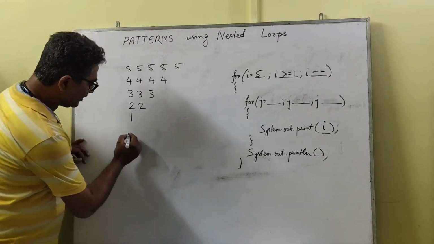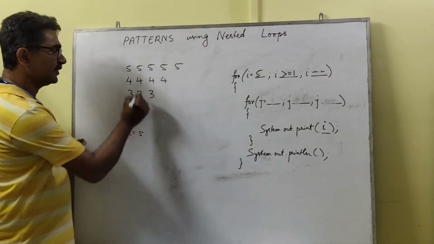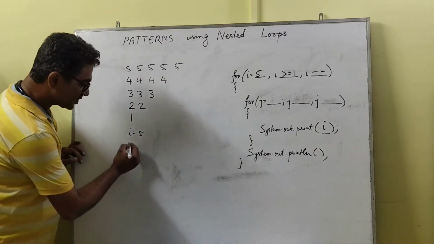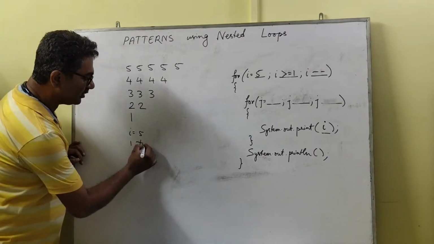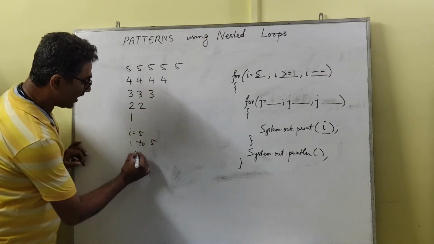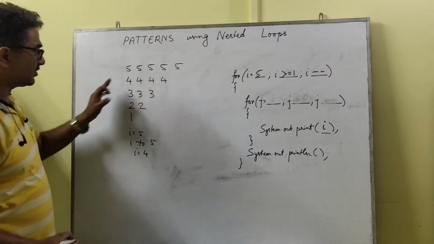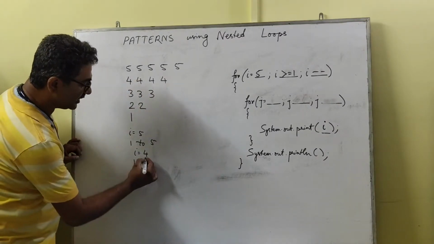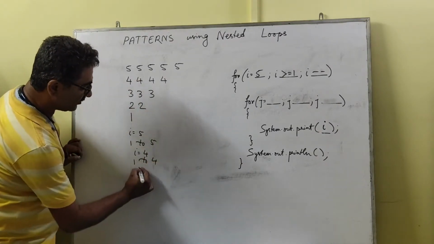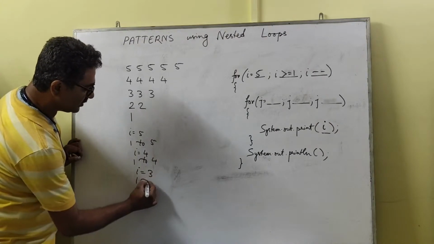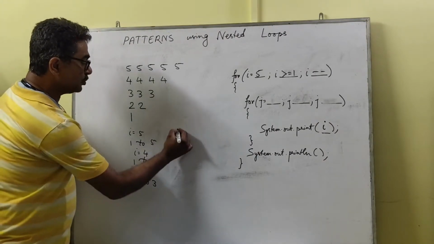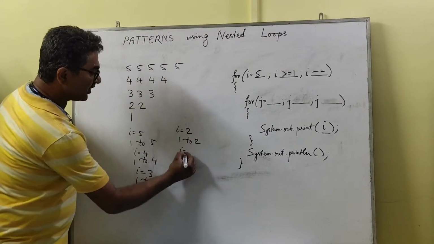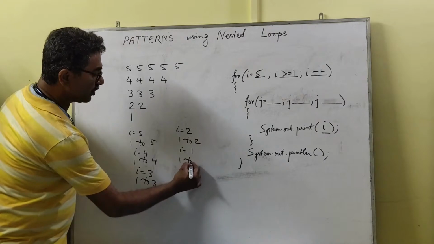Okay, let's start. When the value of i is 5, how many times is the number 5 getting printed? Yes, 5 times. So we can tell that the inner loop should run from 1 to 5. When the value of i is 4, the number 4 is getting printed 4 times, so it runs from 1 to 4. When i is 3, 1 to 3. When i is 2, 1 to 2. When the value of i is 1, it executes once, so 1 to 1.